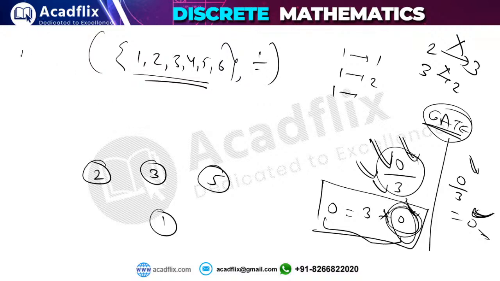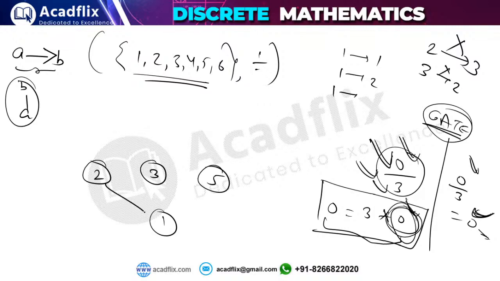I told you that whenever there is a relationship like this, then you will write like this, but if there is no relationship between 2 and 3, 2 is not related to 3, 3 is not related to 2, then there is no need to put them on different levels. You can just put them on the same level. Similarly, 3 is not related to 5, 5 is not related to 3, 2 is not related to 5, 5 is not related to 2. So this is how you can put them.